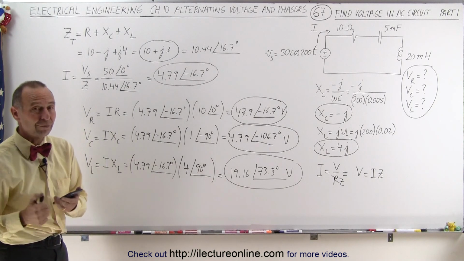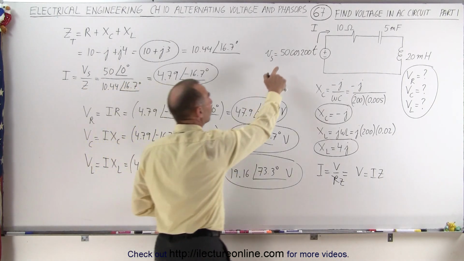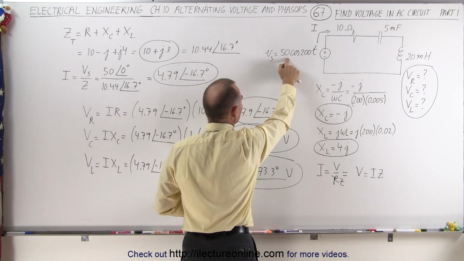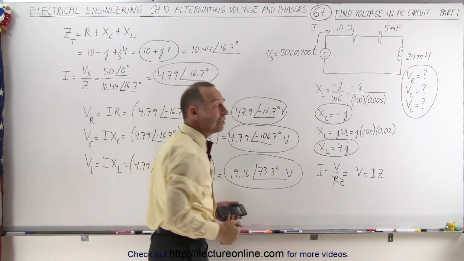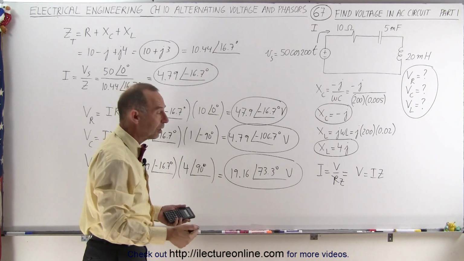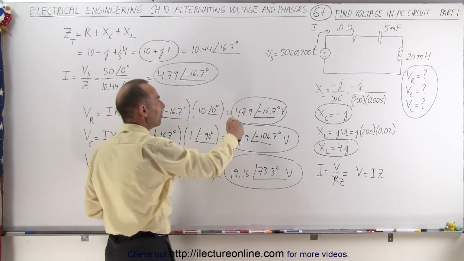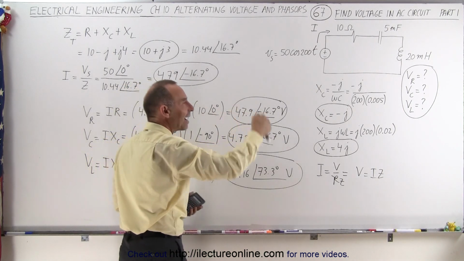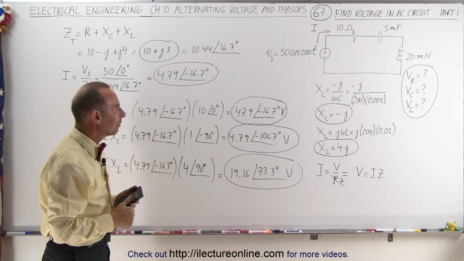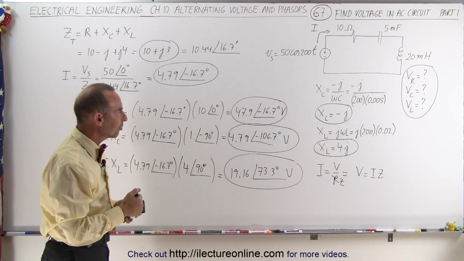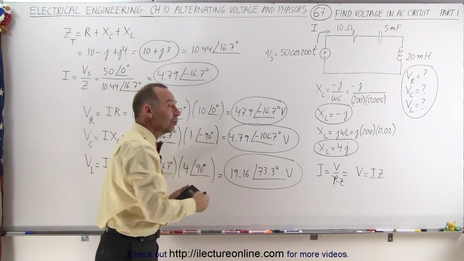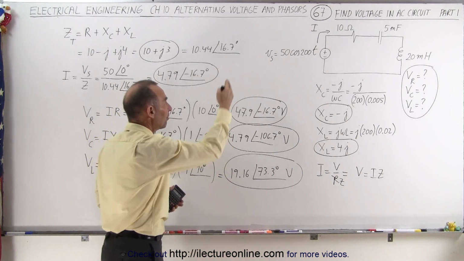Now notice that the voltage of the source is 50 times the cosine of 200t. 50 is the magnitude. And if you add up the voltages of each of the three components, notice you get much more than 50 volts. The reason for that is that they have their maximum voltage at different times during the complete phase of the oscillation of the voltage input. And so when you add the real and imaginary parts of all of these, you'll find that indeed they will add to 50 volts.